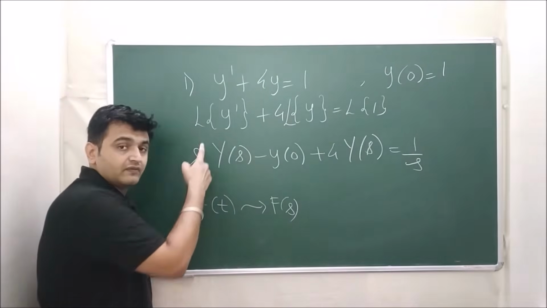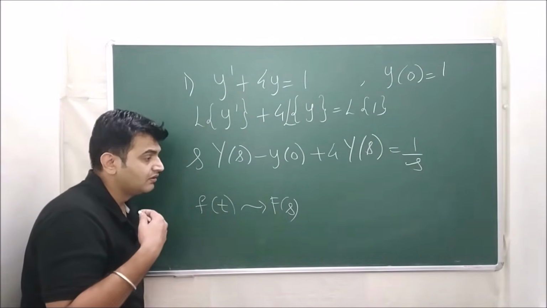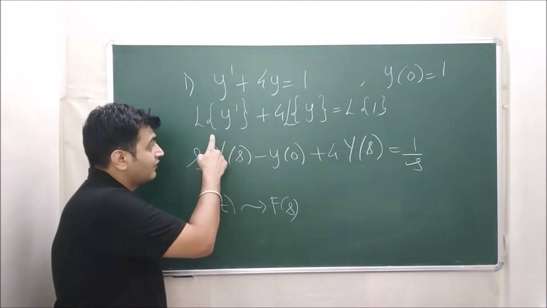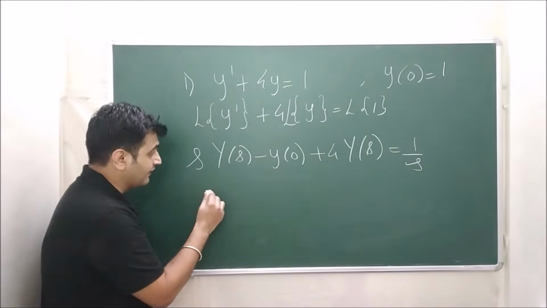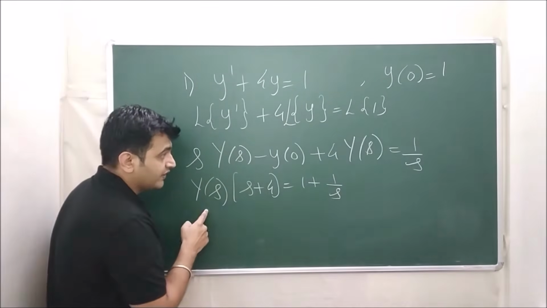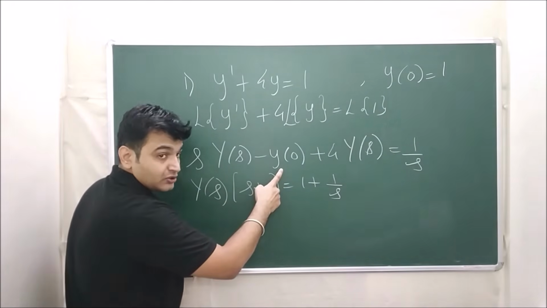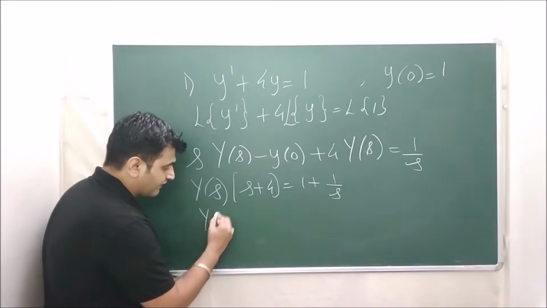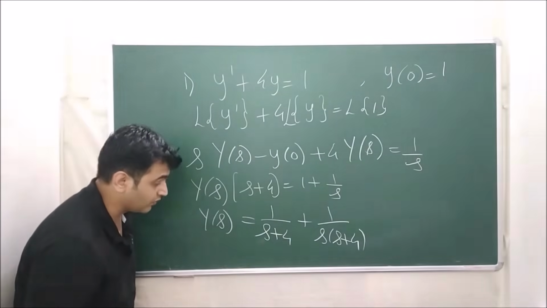So now when y of t is a function, I will write its Laplace transform as y of s, and therefore Laplace of y I am writing as y of s, minus this thing. So this is the theorem I have. Now if you take y of s common over here, what is y of 0? It is 1. You put the initial condition over here, and then you take the rest on the right hand side. So what is your y of s? It is 1 upon s plus 4, plus 1 upon s into s plus 4.